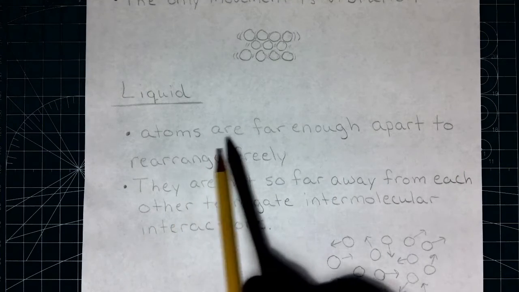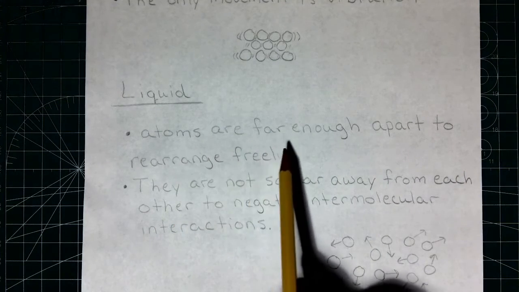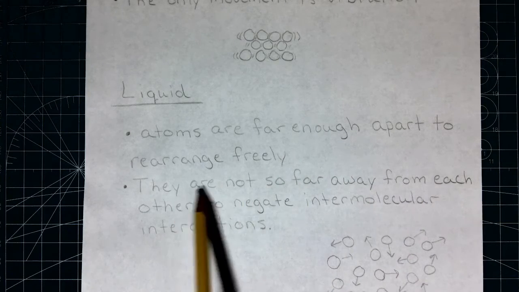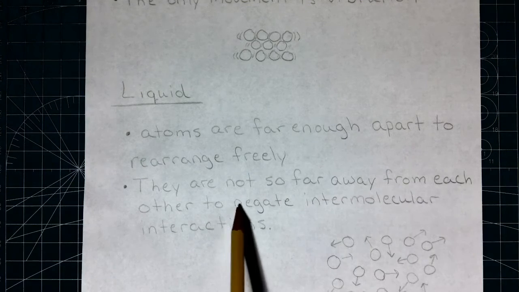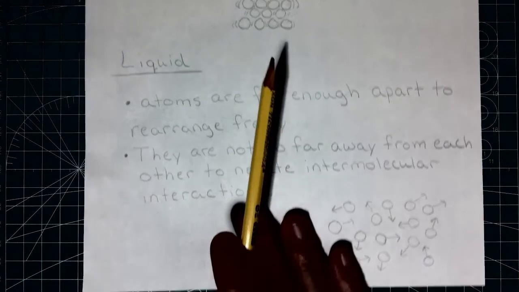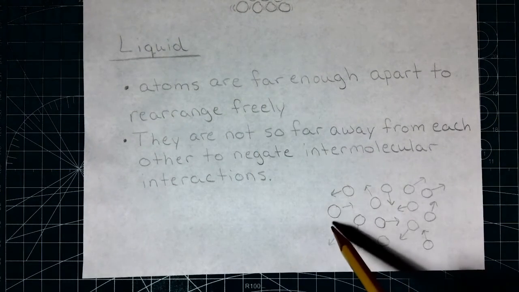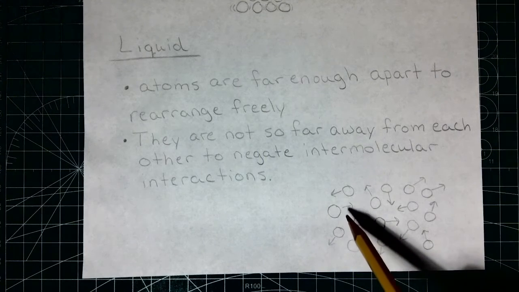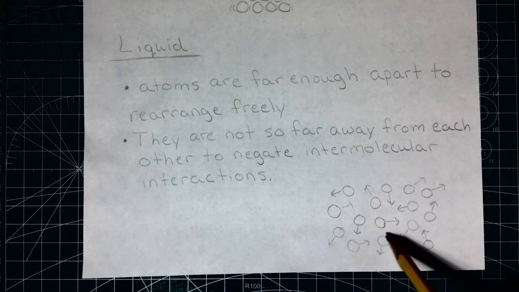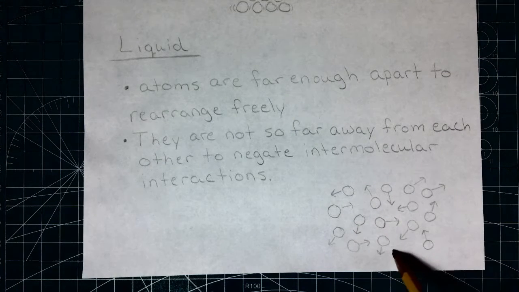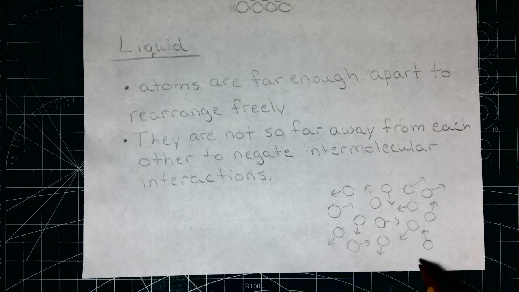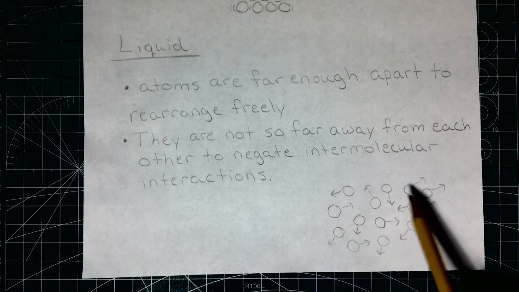In a liquid, the atoms have enough energy now that they are able to move far enough apart from one another to rearrange freely, but they are not so far away from each other as to negate the intermolecular interactions. So our image of this is the atoms are still interacting with one another, but they are able to move in between one another and rearrange in this fashion. That's why liquids can change their shape, but they're not going to change their volume. On average, these atoms are going to remain roughly the same distance from one another.